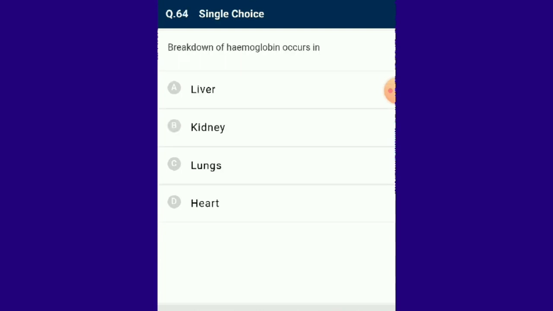Question number 64. Breakdown of hemoglobin occurs in. The breakdown of hemoglobin takes place in the liver. So the answer for this question is option A. The average lifespan of RBC containing hemoglobin is 120 days. After that, RBC are destroyed in the spleen and hemoglobin is also degraded in the liver into its constituents.